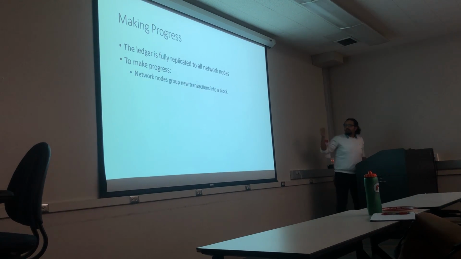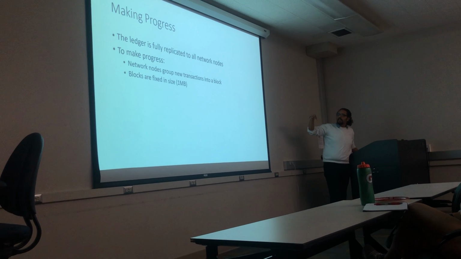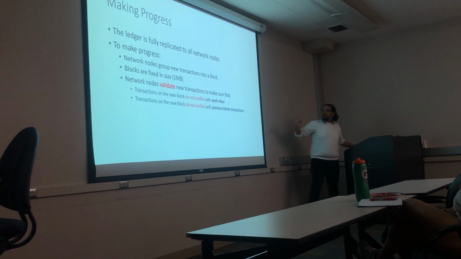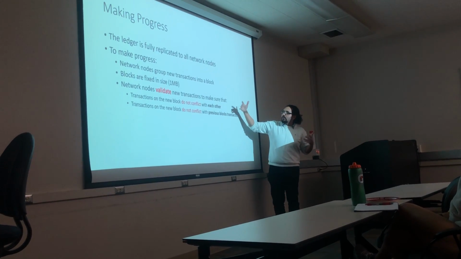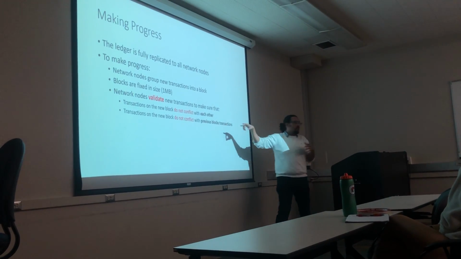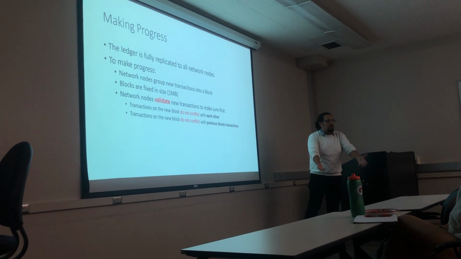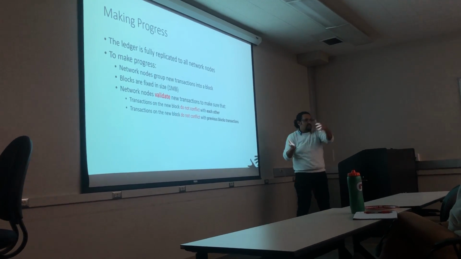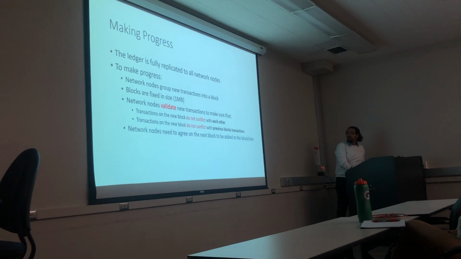To make progress, the network nodes group new transactions into a block, and blocks are fixed size, it's 1 megabyte. And network nodes need to validate the transactions to make sure that they don't conflict with each other or don't conflict with the past. What do we mean by conflict? It is that none of these new transactions is trying to double spend money that was already spent, or trying to spend some money twice in the same block. Okay, that's briefly what a conflict is.